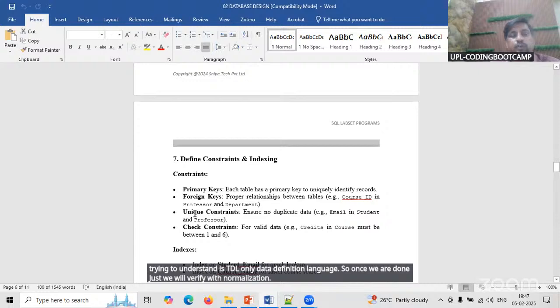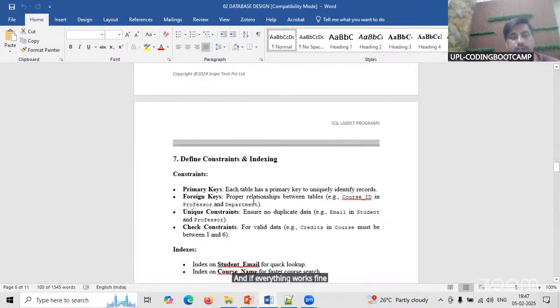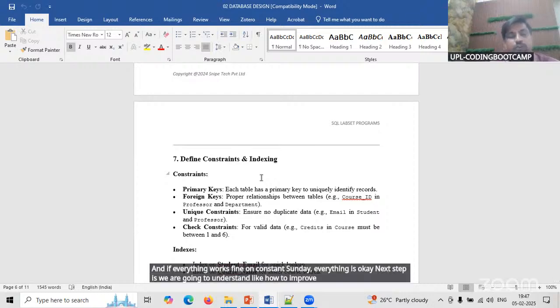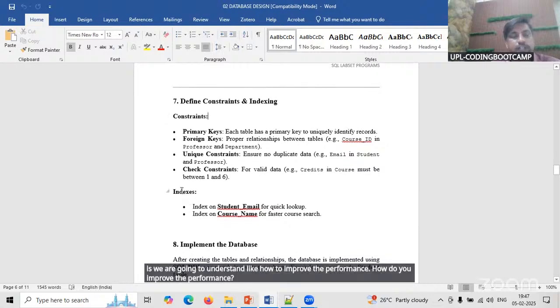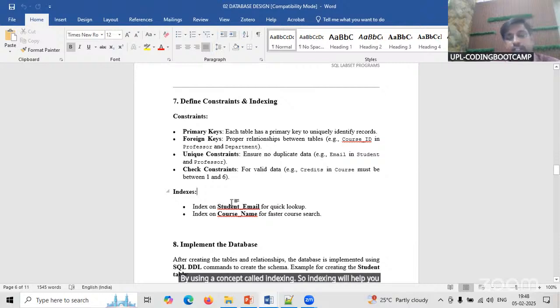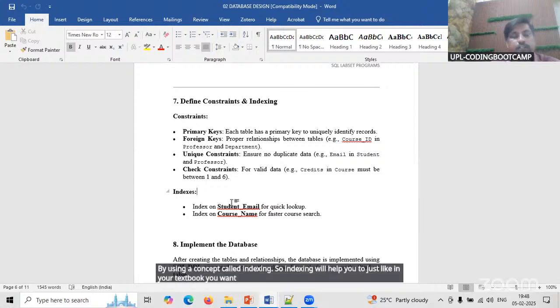And if everything works fine and the constraints and everything is okay, the next step is to understand how to improve the performance. How do you improve the performance? By using a concept called indexing. Indexing will help you retrieve data, just like in a textbook, when you want to search for something, you go to the chapter and page number. That is the index.